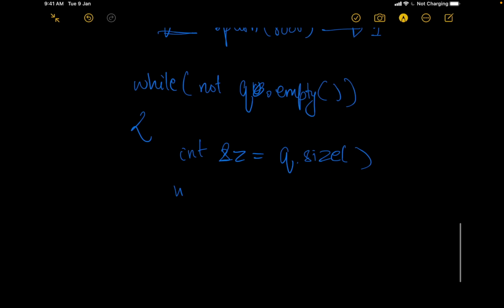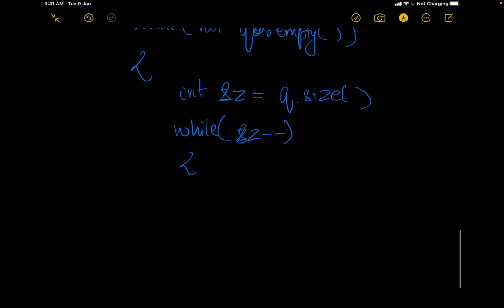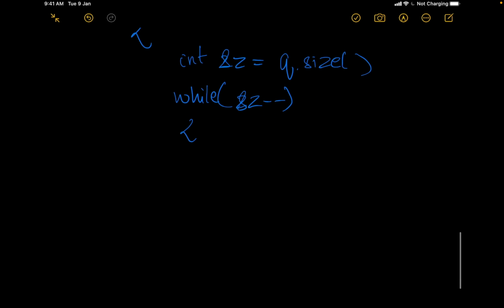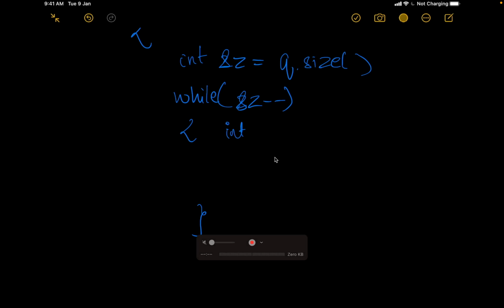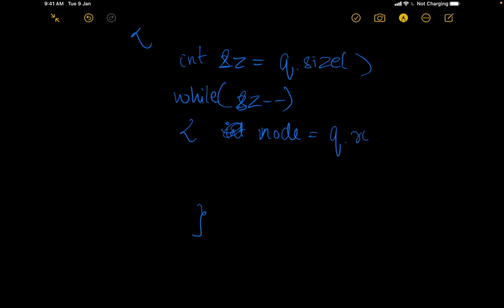Once I have that particular size, I'll try to go through all the elements of that particular queue. So I can have a for loop or a while loop, and at a certain iteration of this loop, I'll firstly be fetching the node value. So the node is queue front. Whatever value is at the front of the queue, I'll be removing that value from the queue itself, and then I'll be checking if it has a left child.